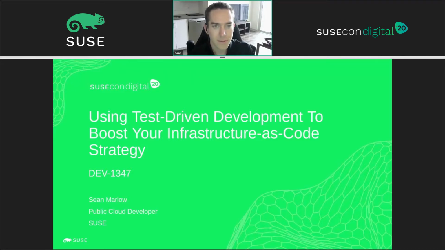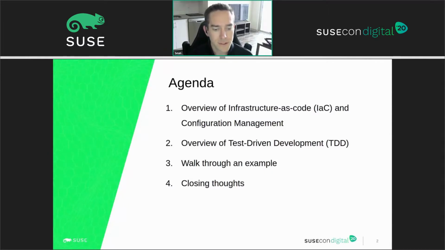So we'll get started and review the agenda. In the first section, I'll explain what IAC or infrastructure as code and configuration management are, and also what the similarities and differences are. The second piece, I'll do a quick overview of test-driven development. Here I will correlate the advantages of TDD in relation to infrastructure as code. And finally, we'll do a quick walkthrough of a few code examples and finish up with closing thoughts.